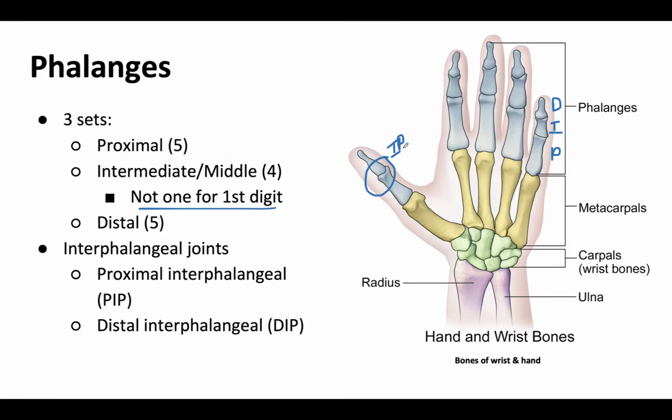But we have 2 types of interphalangeal joints in digits 2 through 5. There are going to be the proximal interphalangeal joints. We often just refer to these as the PIP joints, between the proximal and intermediate phalanges. And then we'll have the distal interphalangeal joints, which are going to be located between the intermediate and the distal phalanges. And all of these interphalangeal joints are examples of hinge joints.